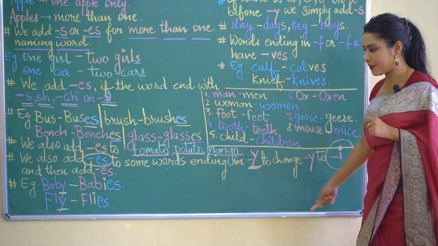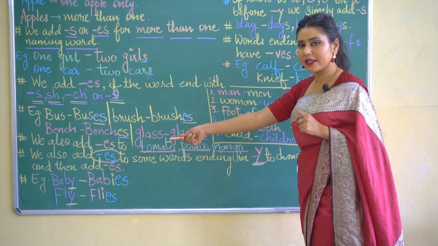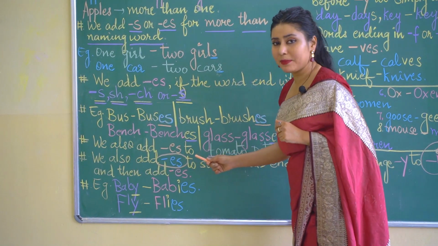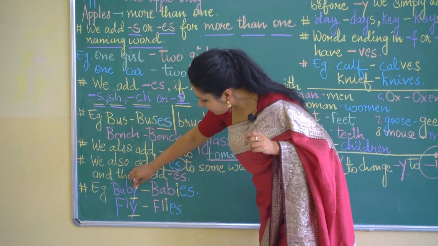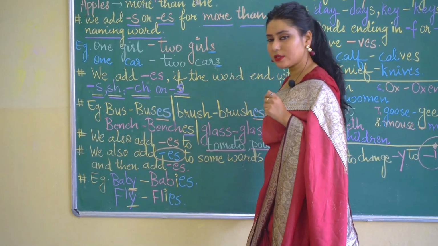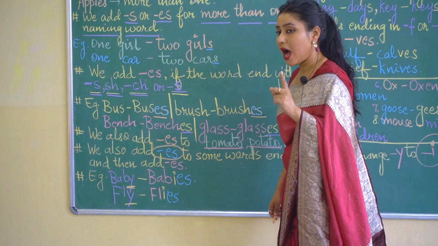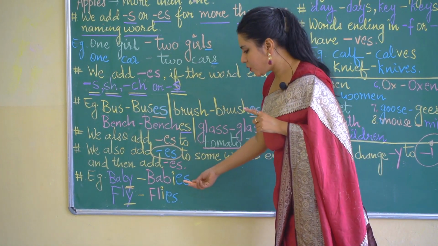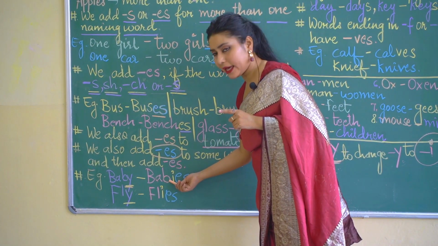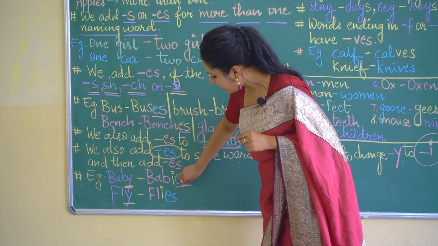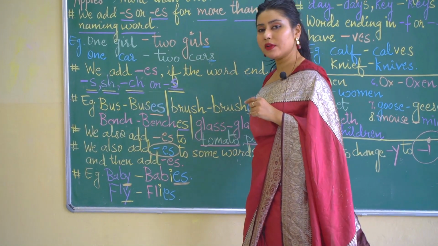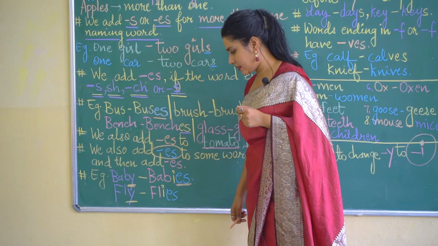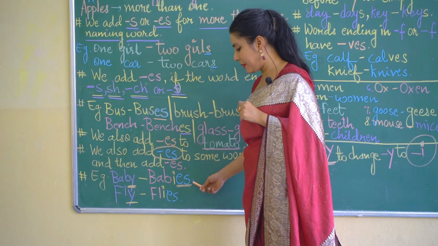We are going to take examples for it. See, I have taken the word baby. It is written B-A-B-Y, baby. Now the word baby is ending with Y. Can you see here? Our first duty is to convert that Y into I. So it will be B-A-B-I, and then you will have to add ES to give it a plural form. So baby will convert into babies.